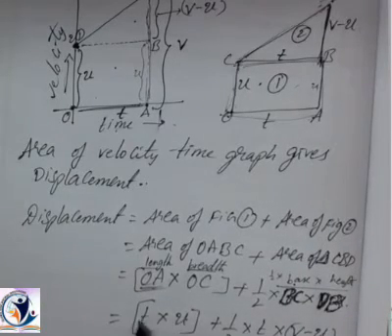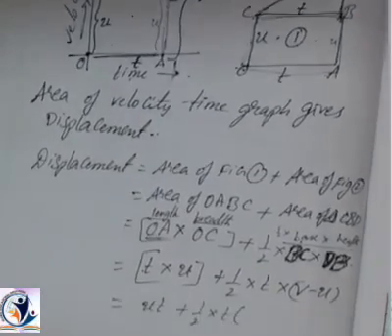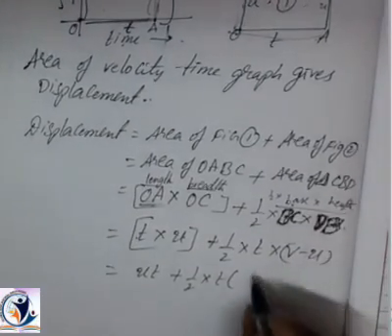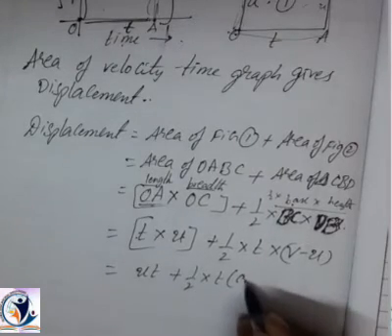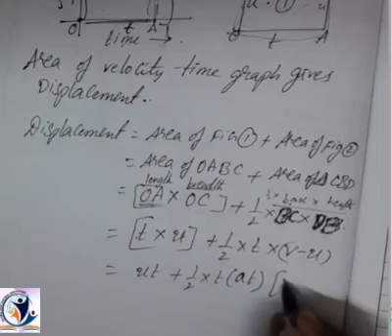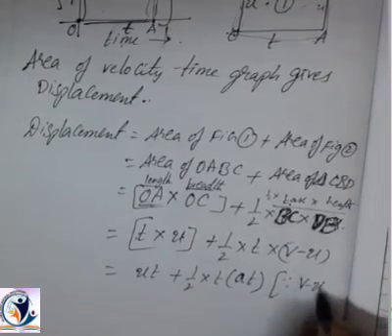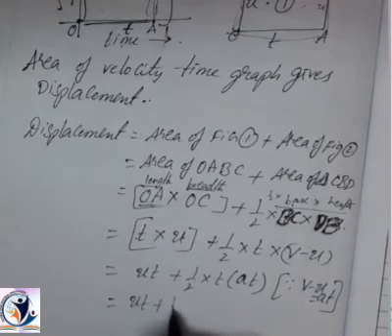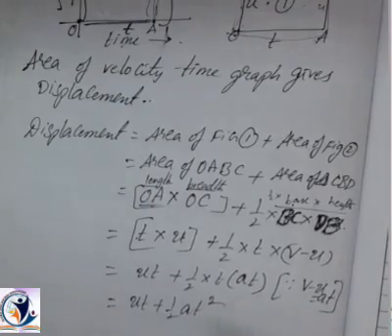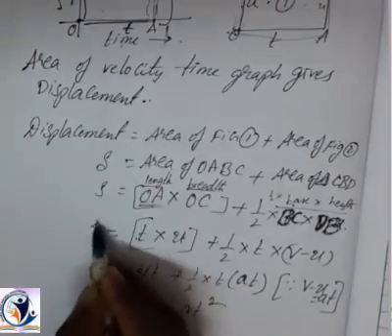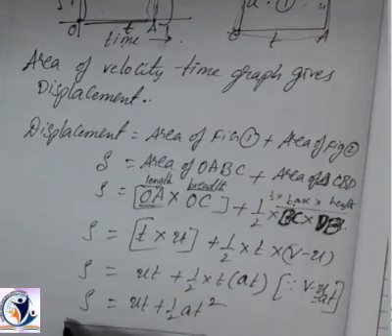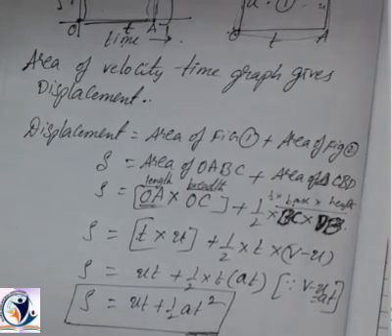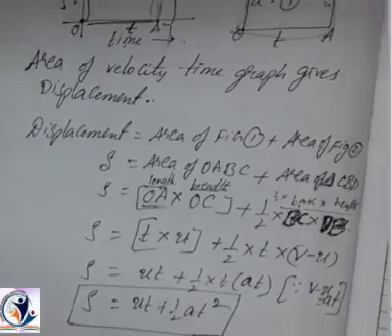Now T into U, I am just writing as UT, plus half into T into V minus U. From the first equation of motion, we know that V minus U is equal to AT. You just simply write down like this, then you can understand. So that is UT plus half T into AT, that is AT square. So finally the displacement is s, right? So s is equal to ut plus half at square.